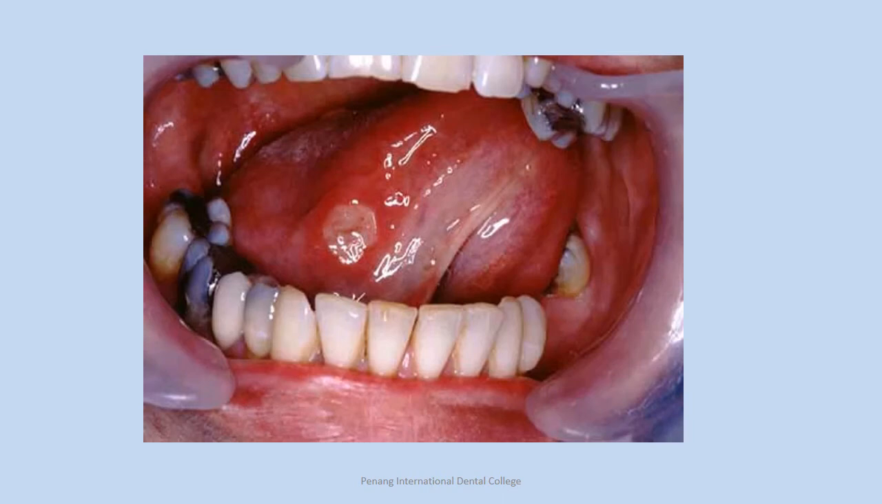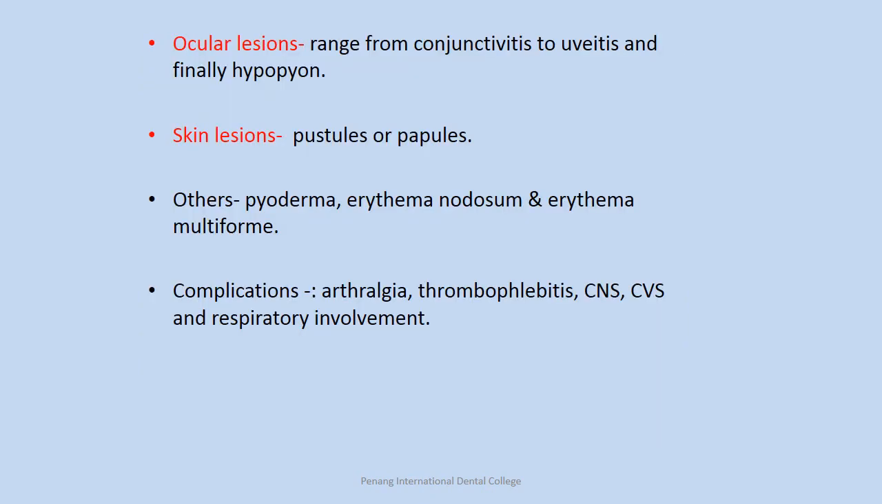This is a picture of a patient who came in with recurrent aphthous stomatitis that was eventually diagnosed as Behçet's disease based on the triad of clinical presentation as well as the HLA marker study. The ocular lesions range from conjunctivitis to uveitis and finally hypopyon. Now, hypopyon is actually a collection of pus in the anterior chamber of the eye.